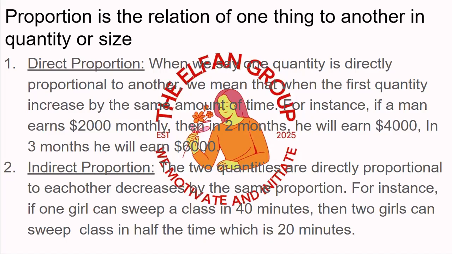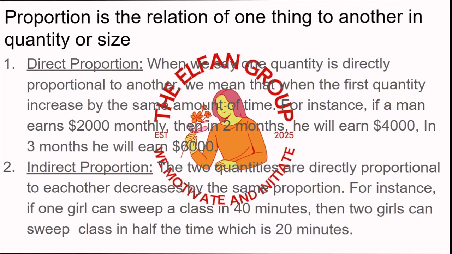So now, what is indirect proportion? In indirect proportion, the two quantities are inversely proportional to each other, one decreasing as the other increases by the same proportion. For instance, if one girl can sweep a class in 40 minutes, then two girls can sweep the same class in half the time, which is 20 minutes.